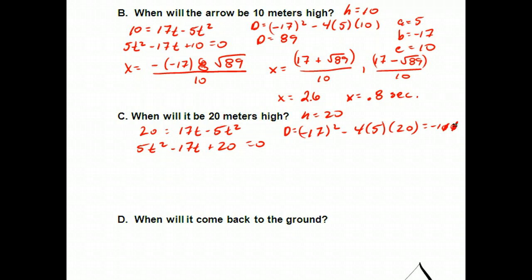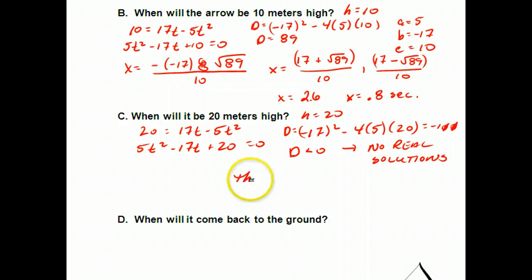Because it's a negative number, I know there are no solutions to this equation, which means that my arrow never gets up to that 20 meter height. Because my discriminant is less than 0, there are no real solutions. So the arrow never reaches 20 meters.